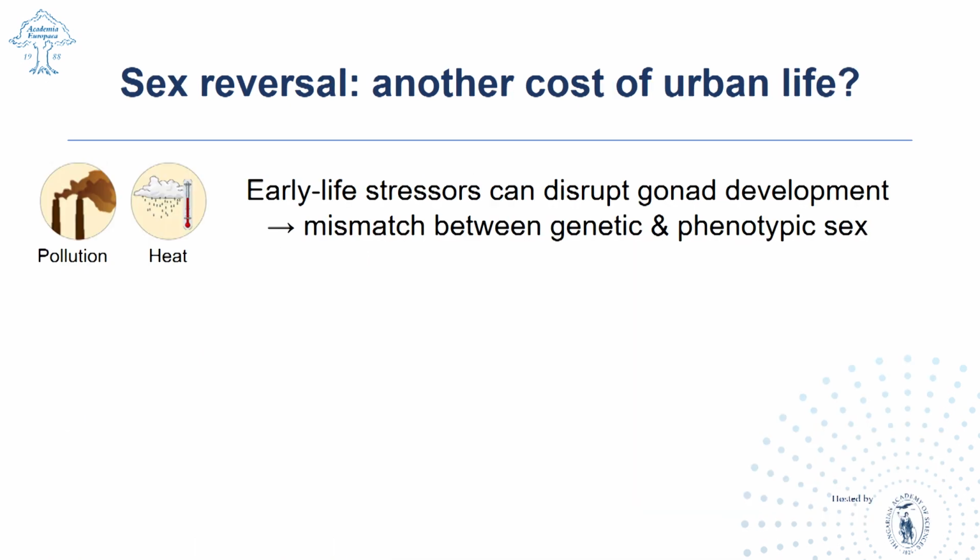And I wanted to show you one more example about the potential harm associated with urbanization and phenotypic responses to urbanization, which is sex reversal in amphibians. This means that in response to early life stressors, sex development can be disrupted in these animals, and it can result in a permanent lifelong mismatch between genetic sex and phenotypic sex.